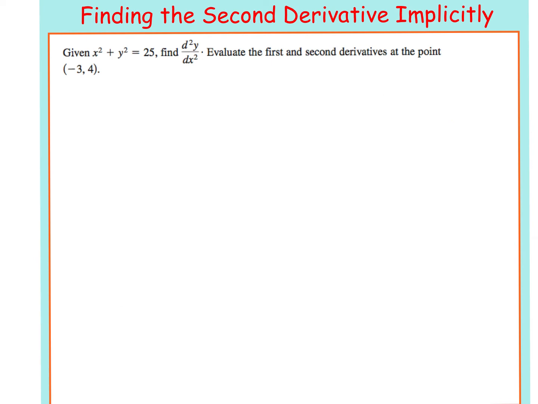All right, so now I have x squared plus y squared equals 25. That's the equation of a what? Circle. That's the equation of a circle centered at 0, 0, and my radius would be 5. And I need to find the second derivative, but we're going to evaluate the first and second derivatives at the point negative 3, 4. So I need to get to a second derivative, but first I need to find a what? A first derivative. So let's take a derivative. What's the derivative of x squared? 2x. What's the derivative of y squared?